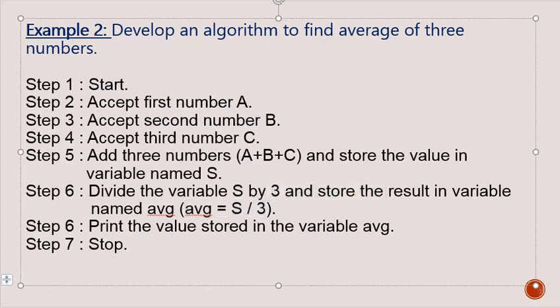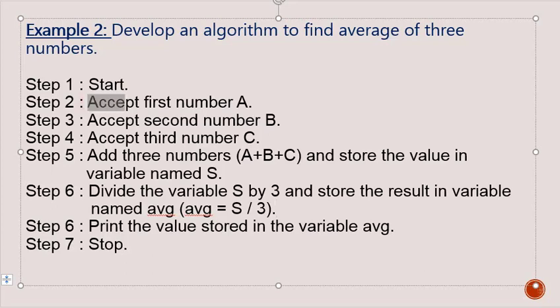Now at the second last step we are printing the value that is stored in the variable avg, which will print the average of the three numbers. And the final step, step 7, is the end of the algorithm, so we are writing the keyword stop.